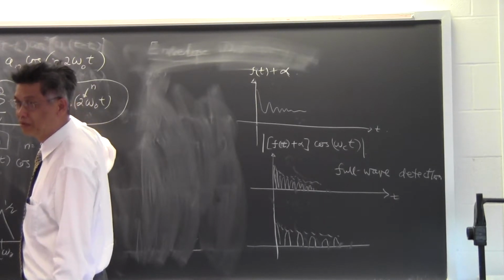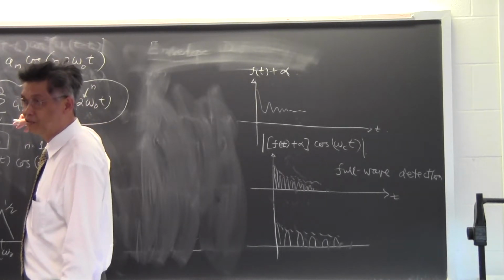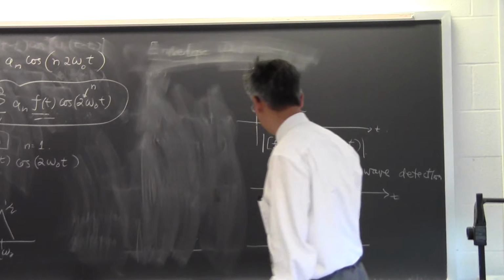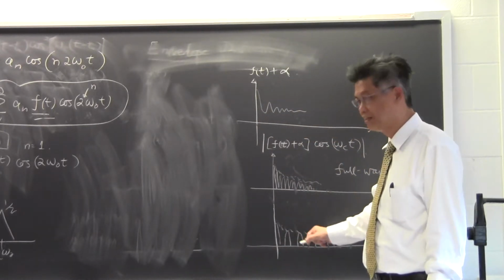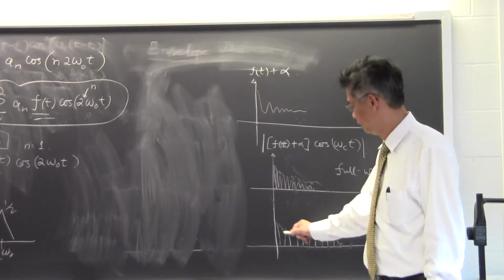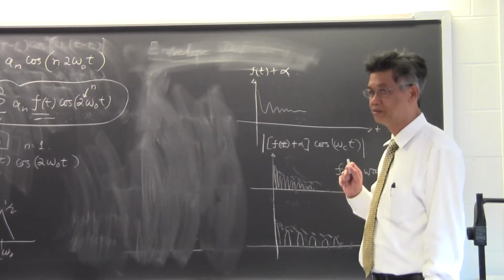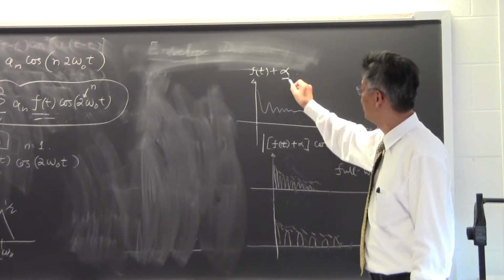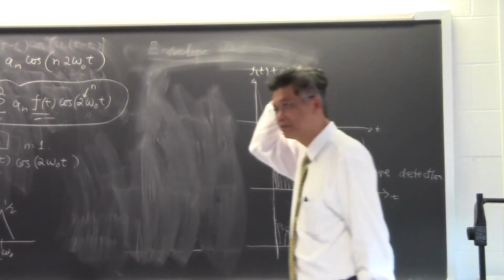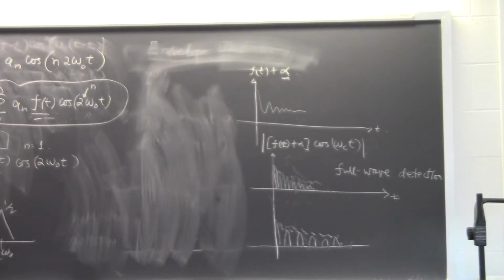The high-frequency part can be gotten rid of by a low-pass filter. So if I were to pass this signal through a low-pass filter, I will get rid of the high-frequency part and leaving behind the low-frequency part, which is my envelope. Of course, it contains this DC term, and DC term can always be gotten rid of by using a capacitor.